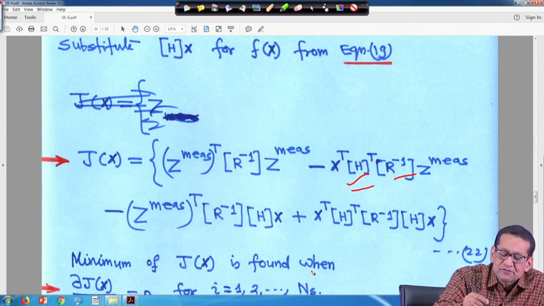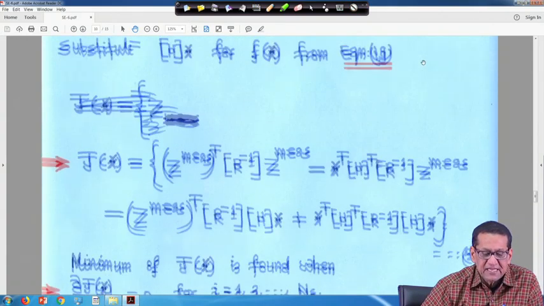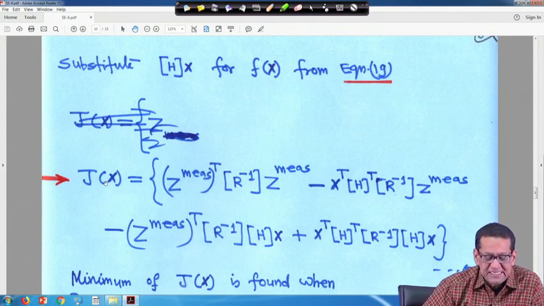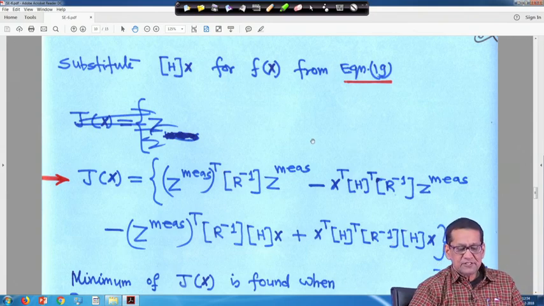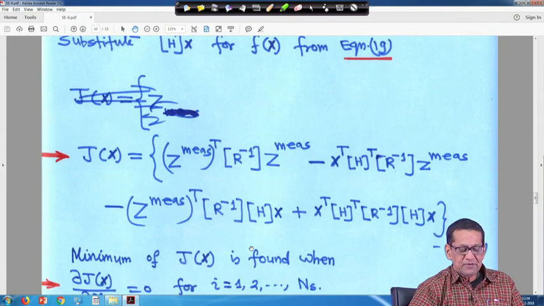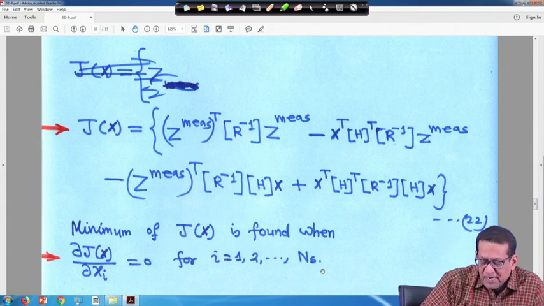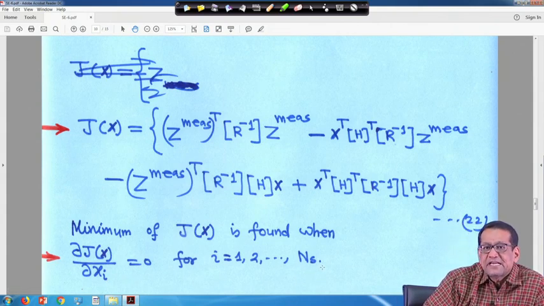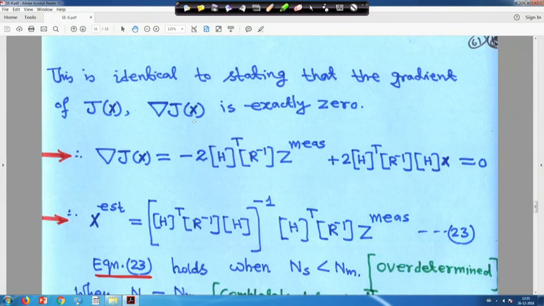is found, right. For the minimum of J x, you have to take del J x upon del x equal to 0. This is equation 22. We substitute f x equal to H x, and then we got this. Now, minimum will come when del J x upon del x i is equal to 0 for i equal to 1 to n s, the number of state variables, right. If you take the derivative, this is called the gradient, and we have to make the gradient of J x exactly 0.